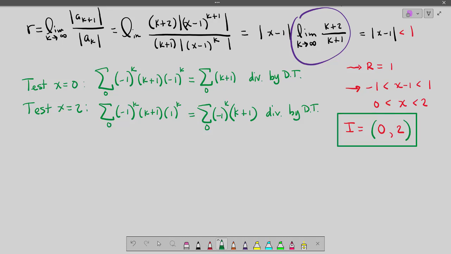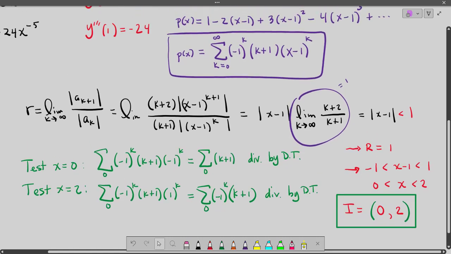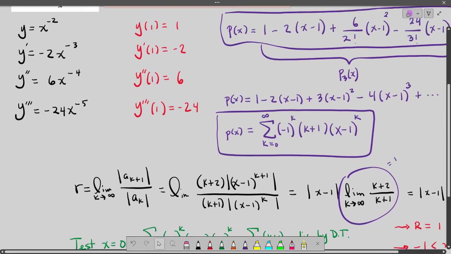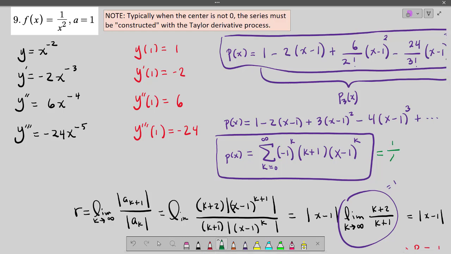So there is the last piece to the puzzle. So there's our power series, there's our IOC, and so we can say that this power series is equal to, we can think in our mind, okay, well that's equal to 1 over x squared on the interval 0 to 2. So if you graph this power series, on the interval 0 to 2, it is identically 1 over x squared on that interval of convergence.